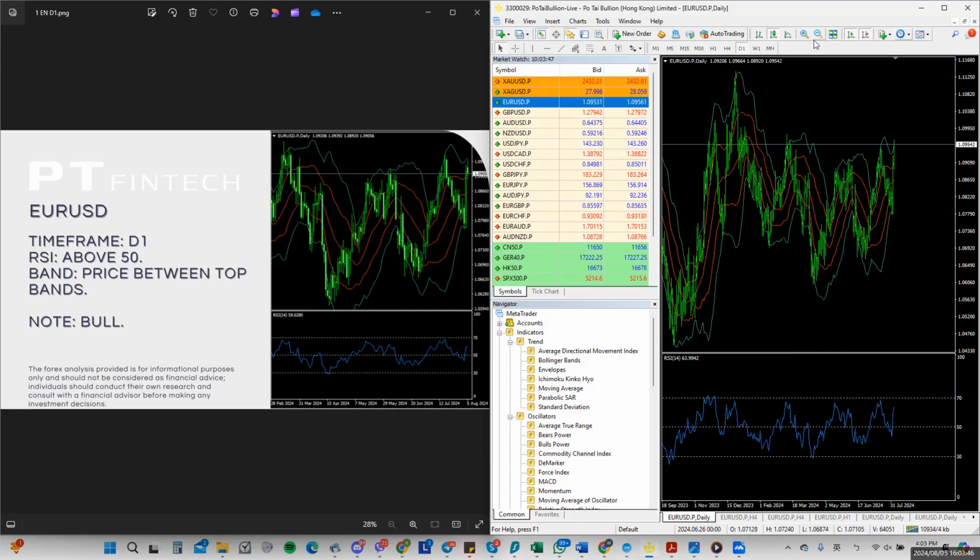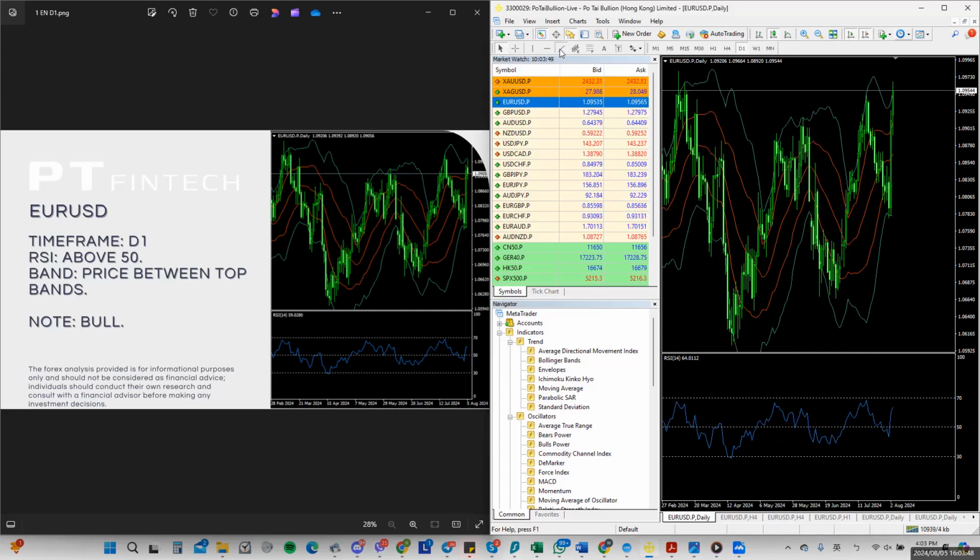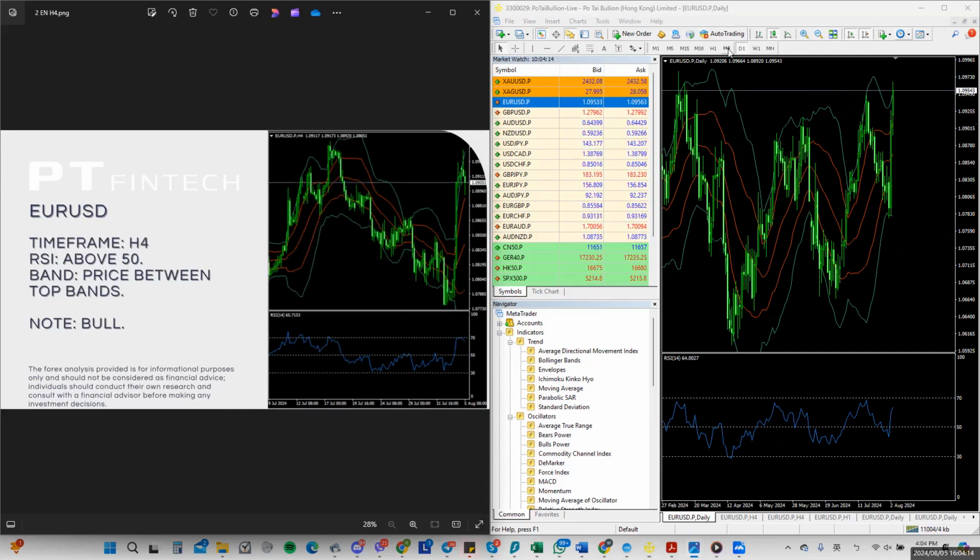Let's drop it down a little bit and take a look at the bigger picture. The lows are getting higher and higher, and obviously the highs are getting higher and higher. So it's very obvious that within the D1 on Euro USD, we're in a bullish channel. Overall, the bullish direction should be the trend. Let's take a look at H4.